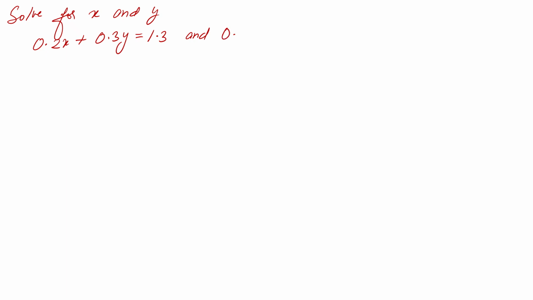Now let's take another example. Solve for x and y. We are given two equations. One is 0.2x plus 0.3y equals 1.3 and 0.4x plus 0.5y equals 2.3. Let this be 1 and let this be 2.